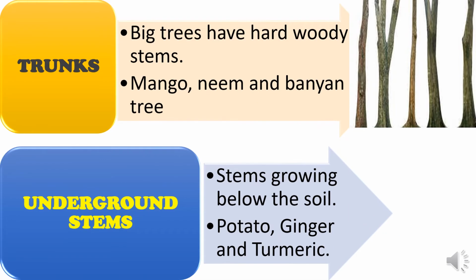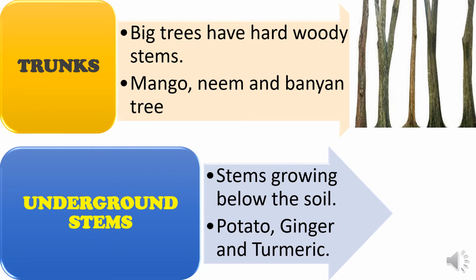The next category of stem is the trunks. Trunks are seen normally in hard and woody stems. Big trees like mango, banyan, neem and ashoka all have thick woody stems that are called trunks in science.